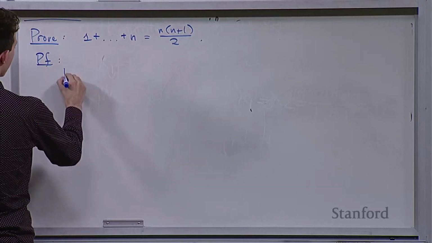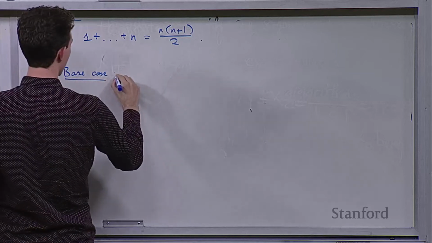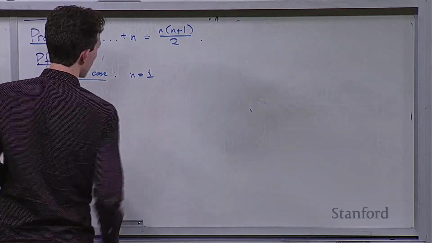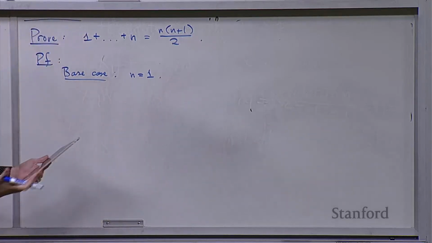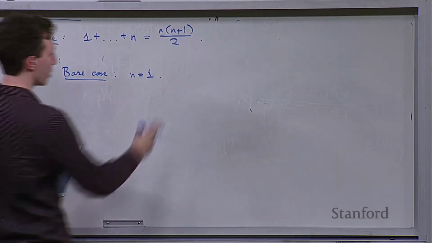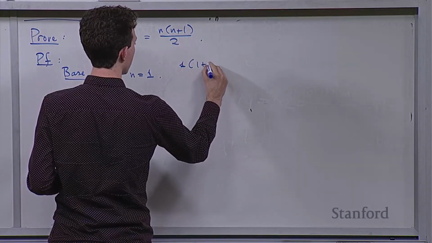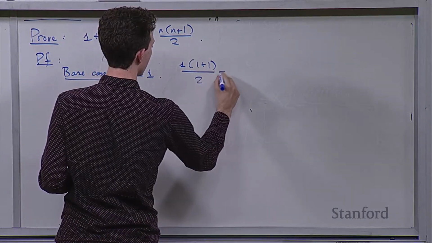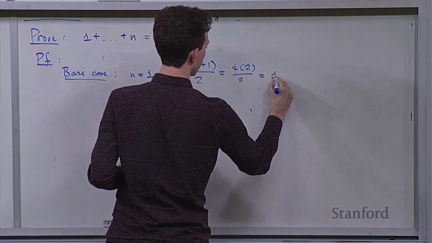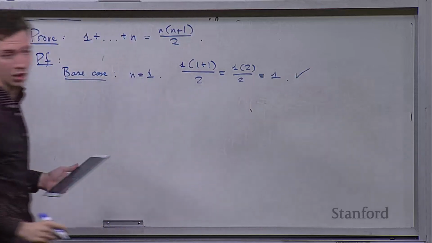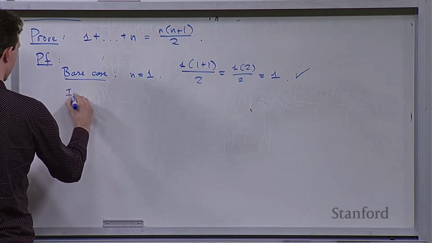So our base case is going to be n equals 1. For n equals 1, the sum of all numbers up to n is just 1. We can verify this by plugging in n right here. We have 1 times (1 plus 1) over 2 equals 1 times 2 over 2, which equals 1. So our base case checks out. OK. Nothing super interesting going on there.